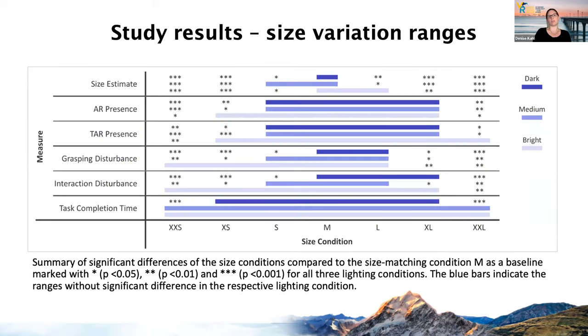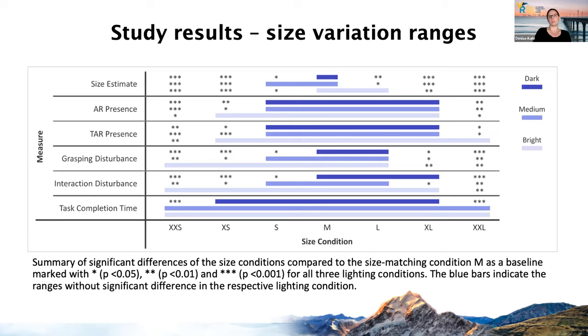This figure shows the results of our study for the individual size conditions. On the left, you can see the measures we looked at. The blue bars in the middle indicate the range in which there was no significant difference between the particular size condition and the base condition M for the different lighting conditions. Significant differences are marked with 1, 2, or 3 stars based on their significance level.